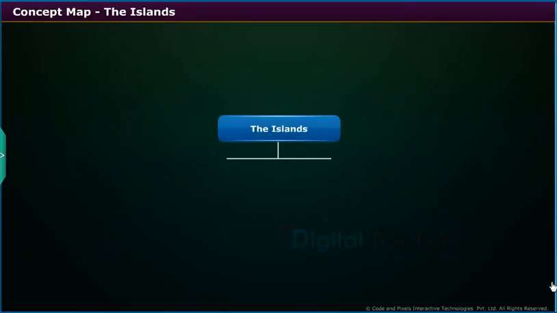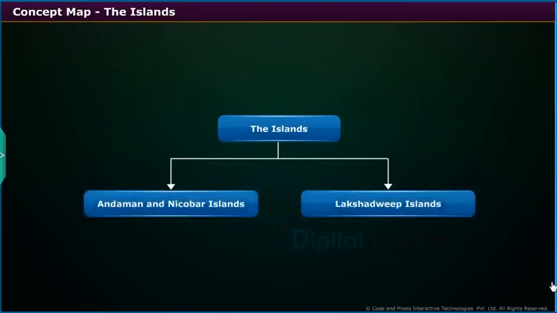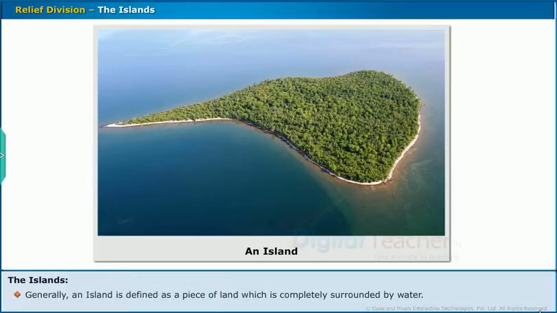Let us now look at the concept map of the islands. Now, it's time to know another major relief feature, the islands. Generally, an island is defined as a piece of land which is completely surrounded by water. The word island came from the Middle English word iland, which in turn came from the Old English word egland.